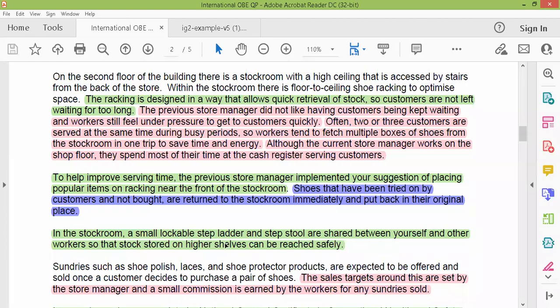In the stock room, a small lockable step ladder and step tools are shared between yourself and other workers so that stock stored on higher shelves can be reached safely. This is a positive point in this scenario, because they have a lockable step ladder. They have a step ladder that is lockable. And even they have step tools that they are using for the higher shelves or for height work. This is showing the positive aspect or positive factor of this scenario.